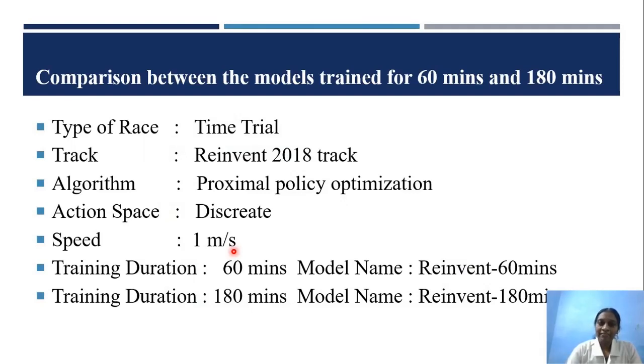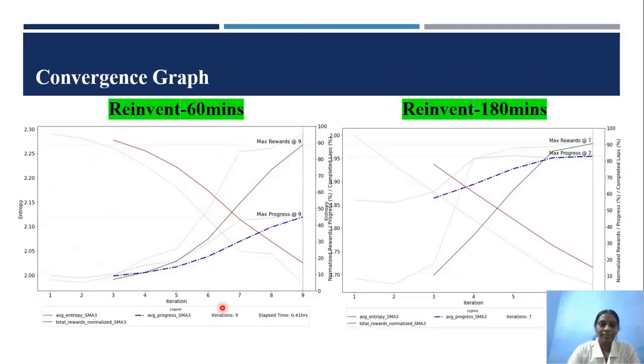Both the models have been trained in a time trial method on the reInvent 2018 track, and the proximal policy optimization algorithm is used in a discrete action space with a maximum speed of 1 meter per second. But one model has a training duration of 60 minutes and another model is trained for 180 minutes. Now we are comparing both the models and we can easily identify how we can make the log analysis in a better way. So first we are checking the convergence graph.